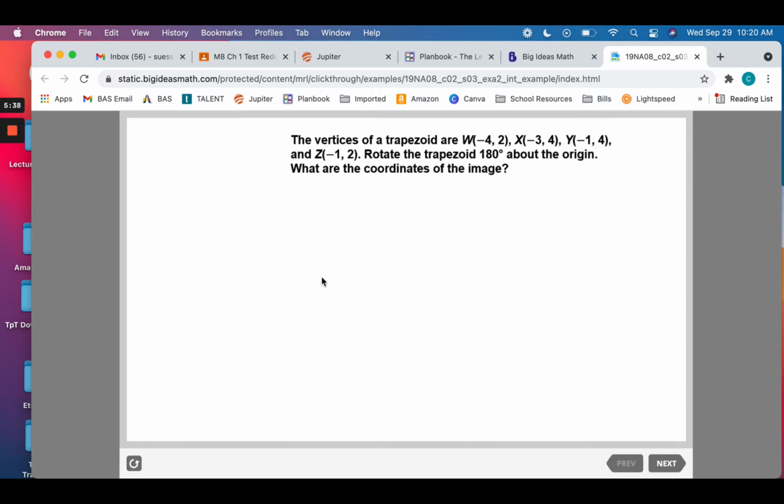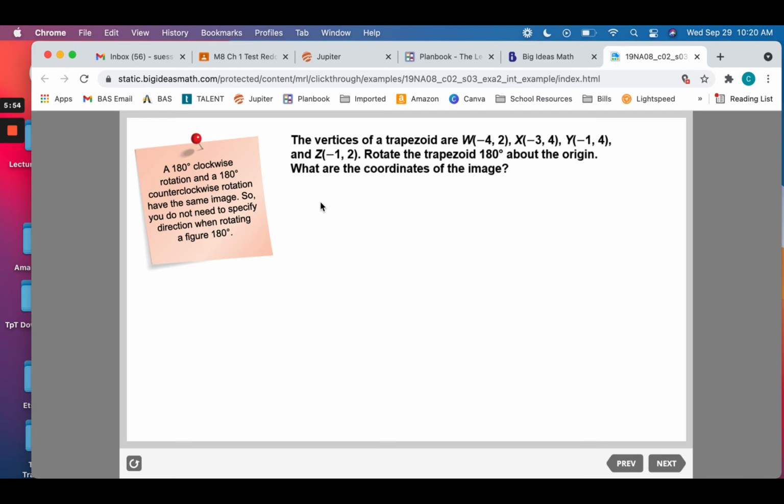Okay, the vertices of a trapezoid are W at negative 4, 2, negative 3, 4. I don't need to read all those. So you see these 4 points, right? Rotate the trapezoid 180 degrees about the origin. What are the coordinates of the image?